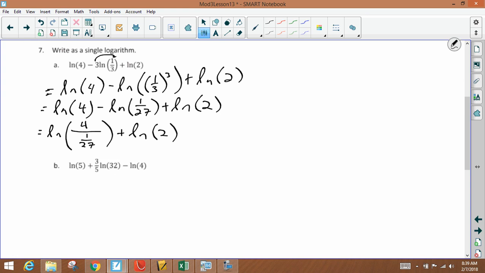Remember, I'm using the property that tells me that if I have a log of x over y, that is the same thing as log of x minus log of y. So I'm using that particular property.